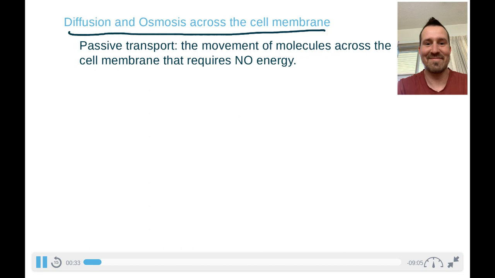Your next note that you're going to write down is passive transport: the movement of molecules across the cell membrane that requires no energy. Both diffusion and osmosis are types of passive transport.